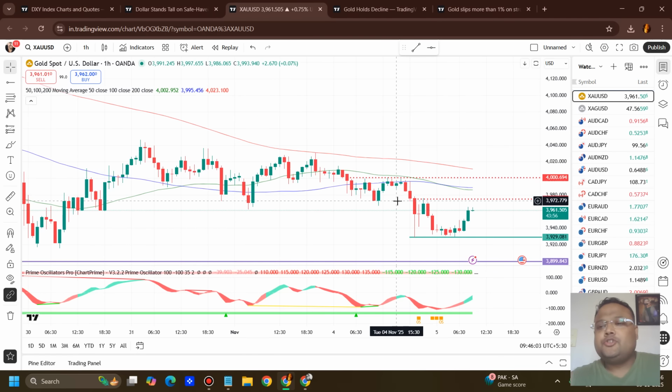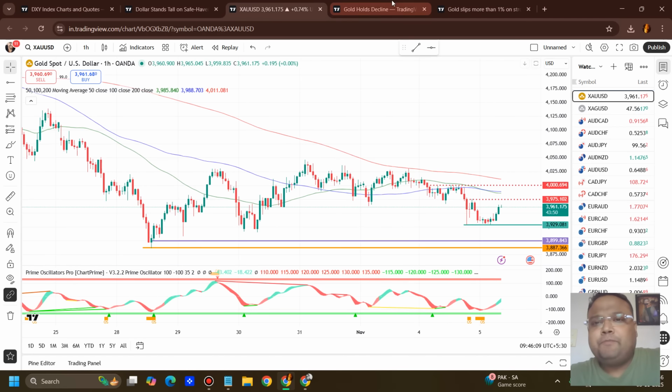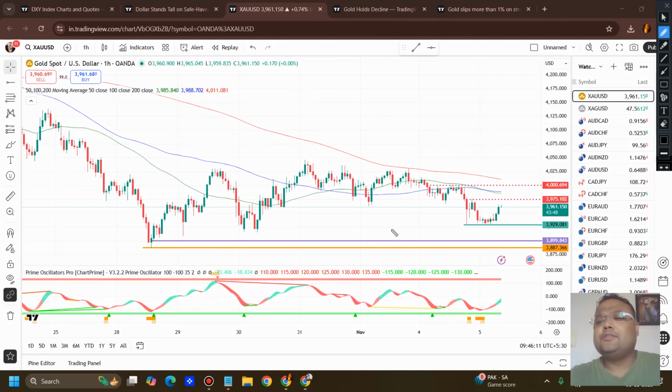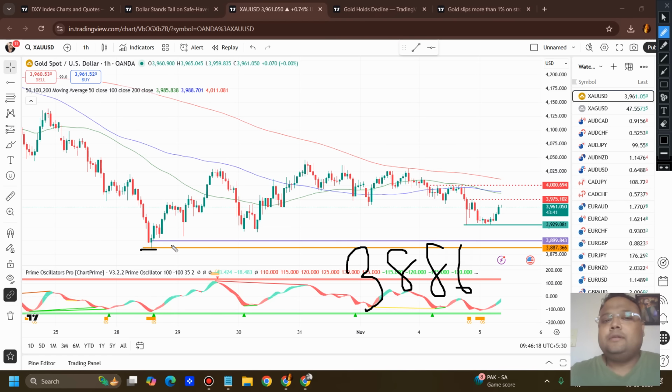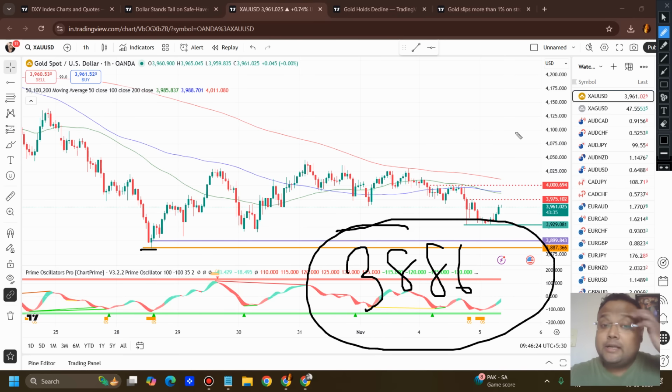Yes, there was a drop on the chart of gold yesterday, and many people also believe that finally gold is continuing the downside. But as we have already discussed earlier, gold needs to break 3886, this yellow line, and only then can we consider that gold is finally bearish, meaning gold is continuing the downtrend.